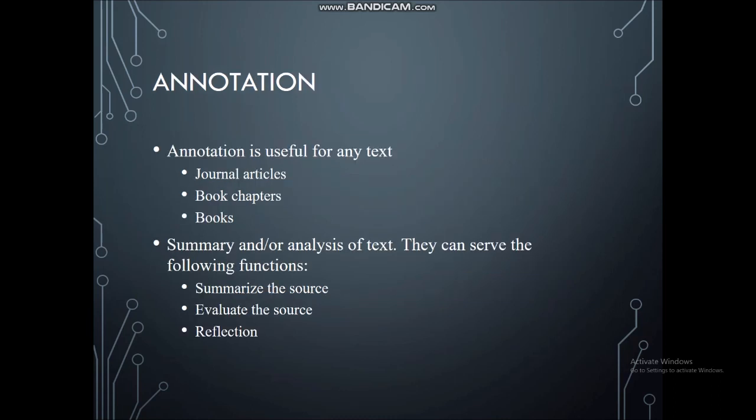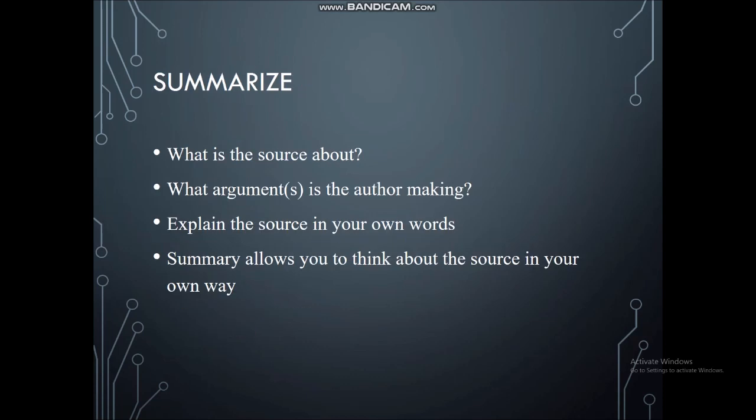Let's start with annotation. Annotation is useful for any text. If you read a book, a chapter from a book, an article, a website article, or journal articles. So we can summarize annotation into three functions, or three parts. The first part is to summarize the source. Second, evaluate the source. And the last one, give your reflection. We call it a personal opinion. So let's start with summarize.